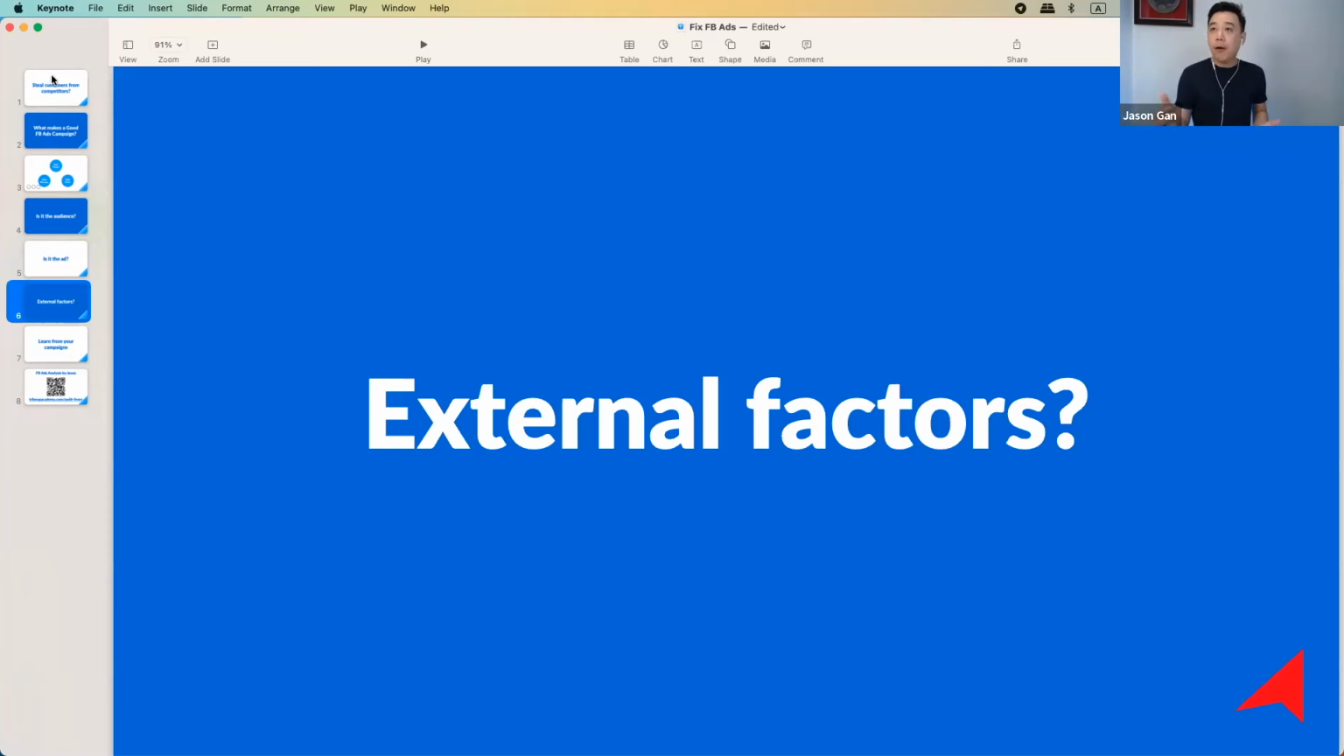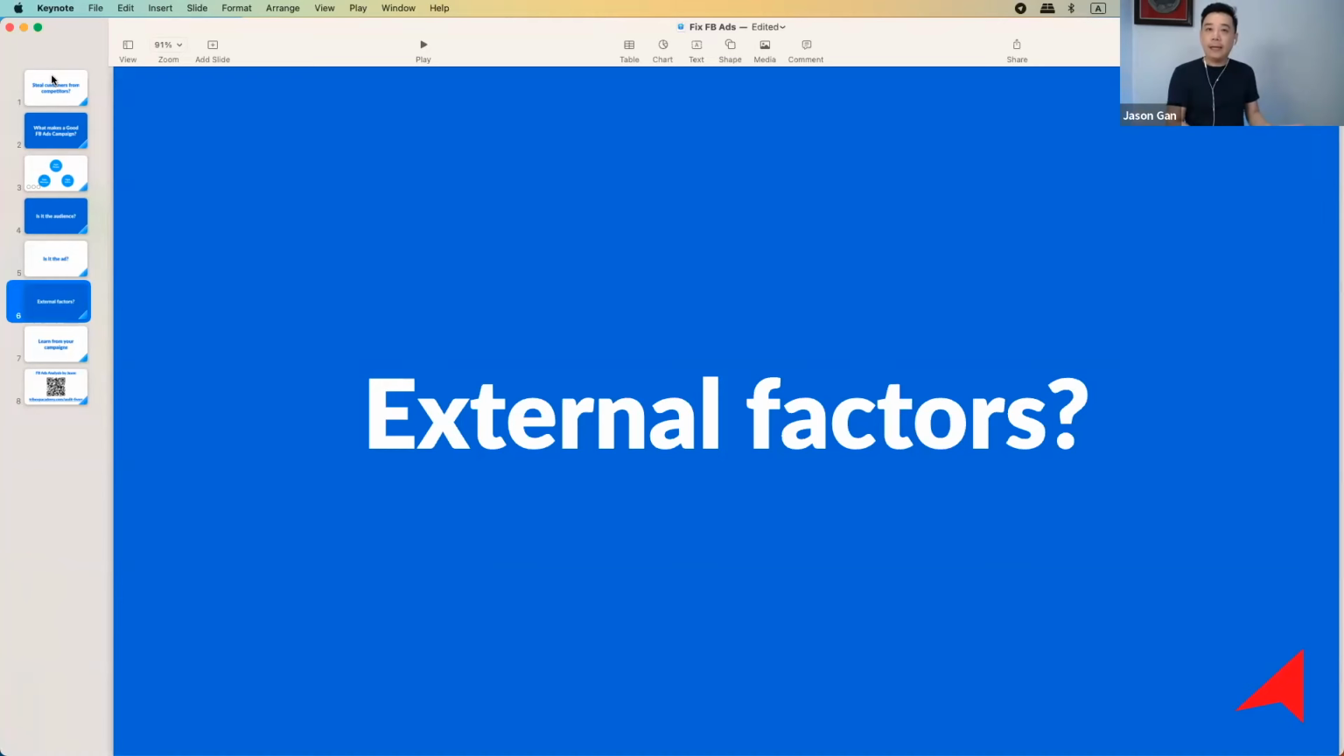Like, for example, if you're running ads during Black Friday, this is the time that a lot of people will be coming in and advertising. The CPM is going to come up. The cost is going to be high. So that is one of the reasons why maybe your ad expenses, or your cost per result, is getting higher. That may not be because of the ad. It could be because of external factors.